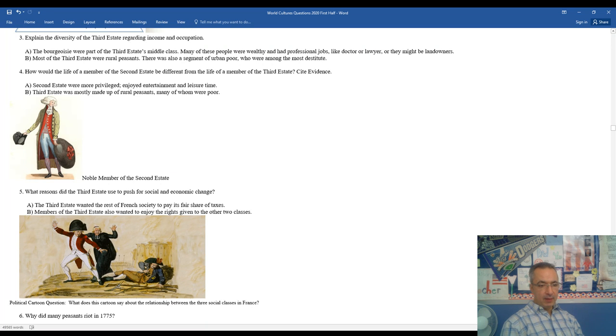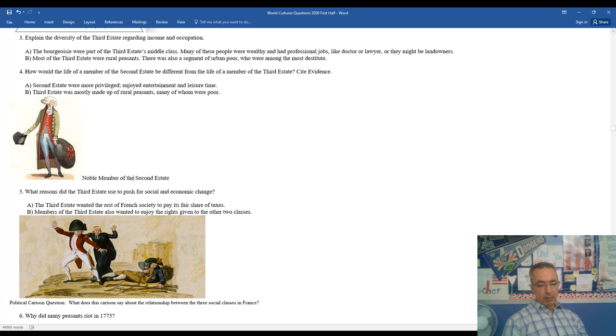Looking at number 5, what reasons did the Third Estate use to push for social and economic changes in France? The Third Estate wanted the rest of France and the rest of French society to pay its fair share of taxes. Members of the Third Estate also wanted to enjoy the rights given to the other two classes.